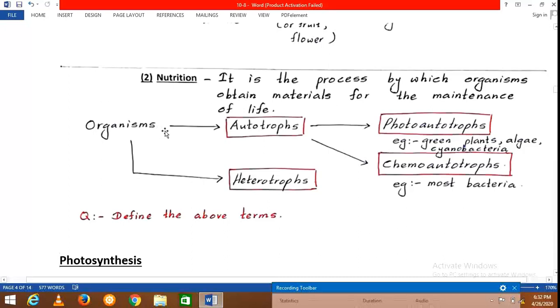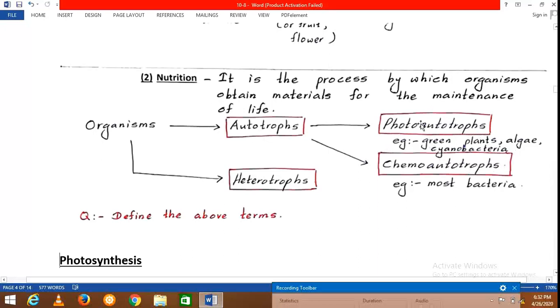Depending on the ability of producing food, organisms are divided into autotrophs and heterotrophs. Here you are asked to define the terms. Autotrophs are the organisms which can produce their own food. Heterotrophs are the organisms which cannot produce their own food. So, animals are heterotrophs. Autotrophs are then further divided into photoautotrophs and chemoautotrophs.